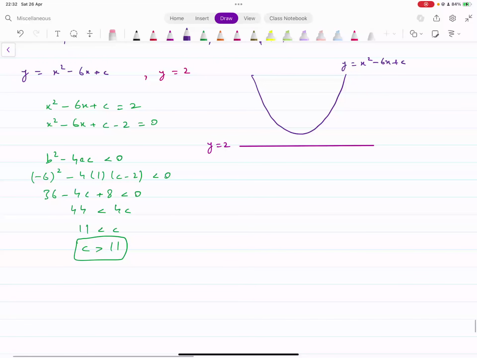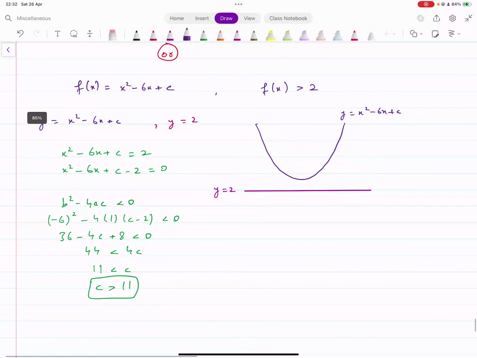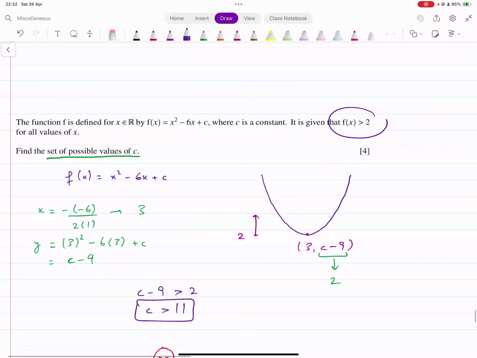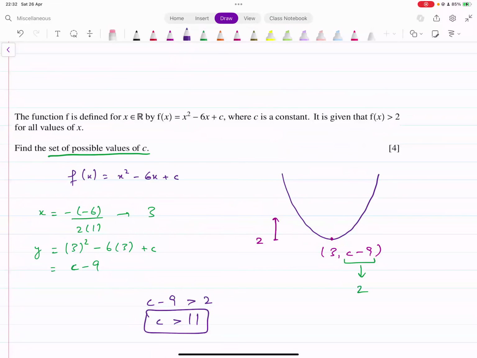This is going to make it much more complicated. Let's just stick to this. So y greater than 2, that was what was given to us in the question. That for all values of x, y is greater than 2. This function is greater than 2.